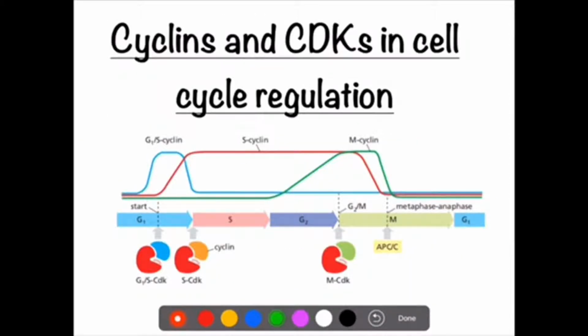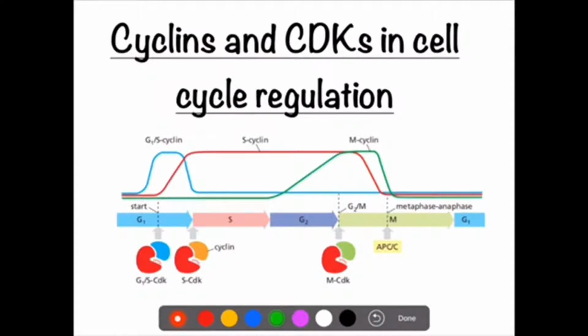Cyclins and CDKs in cell cycle regulation. We have seen that cyclins and the CDKs are important for progression of cell from G1 to S phase in some cells and in G2 to M phase in some cells. Then researchers identified that different phases of cell cycle have different types of cyclins and CDKs. I am now going to explain the different cyclins and CDKs in different cell cycle phases.